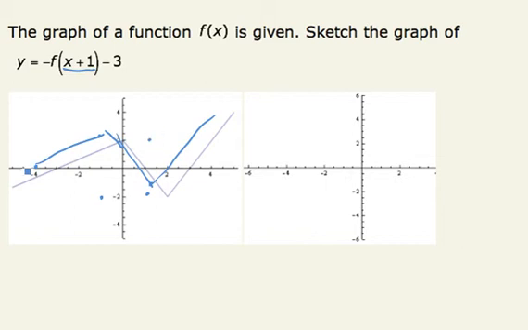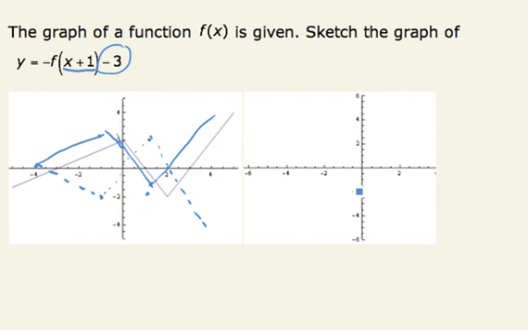So the new graph I'll draw dotted. It's going to look like this. I'm just flipping over the x-axis. Like that. So that's the dotted graph. Now the last step is to see what the effect of the -3 is. And that effect is going to take the dotted graph and drop it down 3 units.